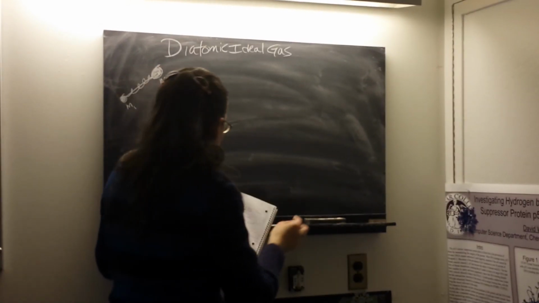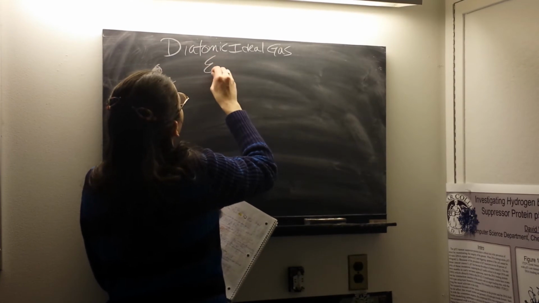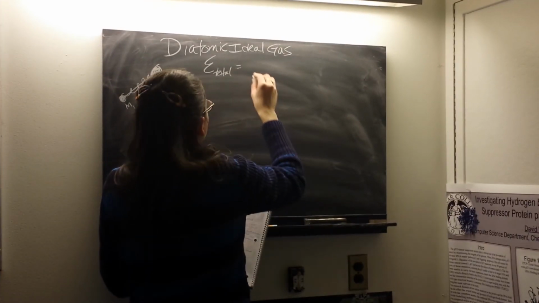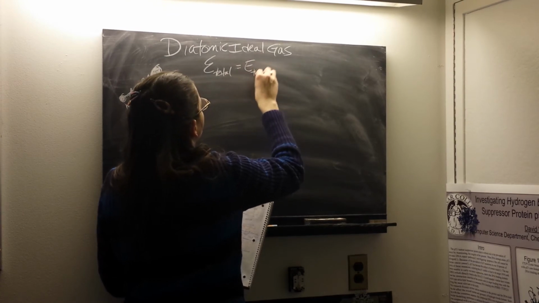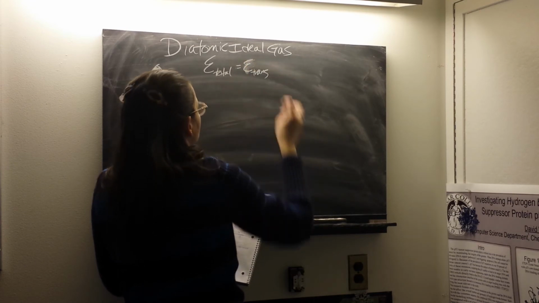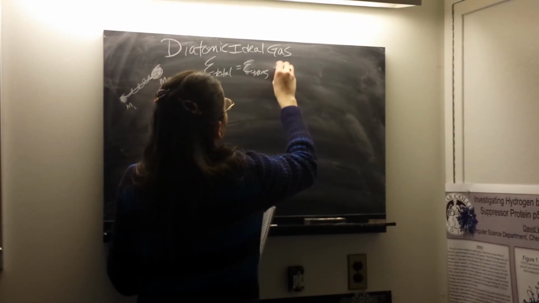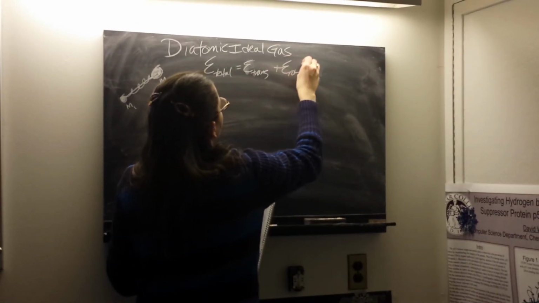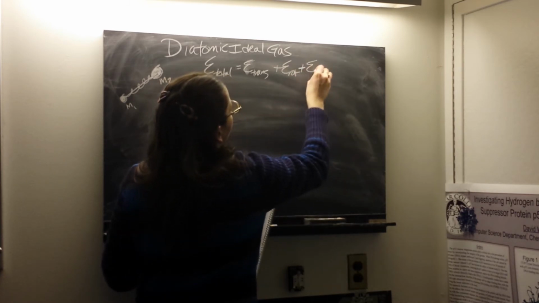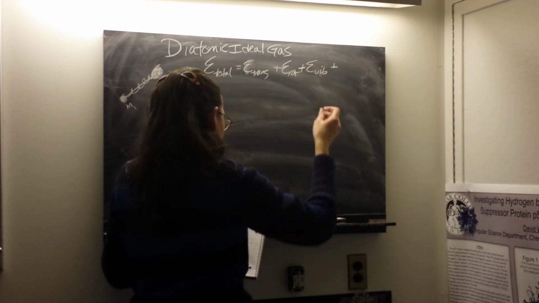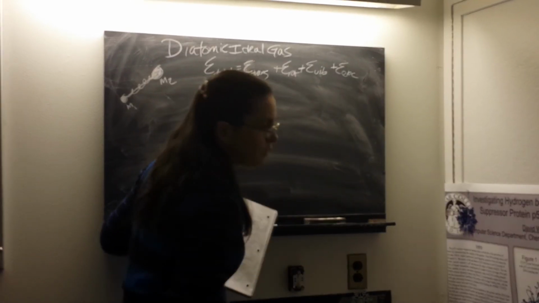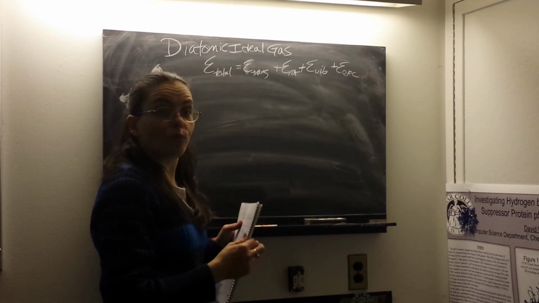And so then our E total is going to be given by the E translational. Oh, we're going to write these actually as epsilons. Epsilon translational plus epsilon rotational plus epsilon vibrational plus epsilon electronic. Okay, so what we notice here is now we have four terms.